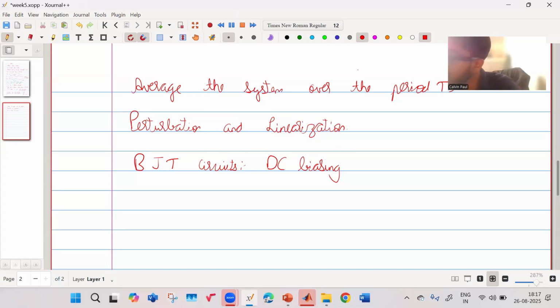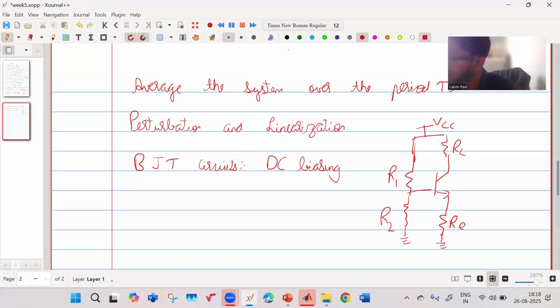The way I prefer the students doing is they should first check the DC biasing. Let us say they have a common emitter amplifier. They have something like this. This is your RC, RE. This is just a little bit off topic, but I'm just letting you know. This is your VCC. So this is your R1, R2, etc.